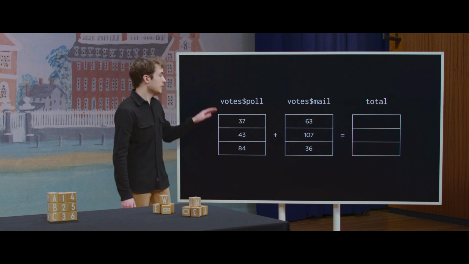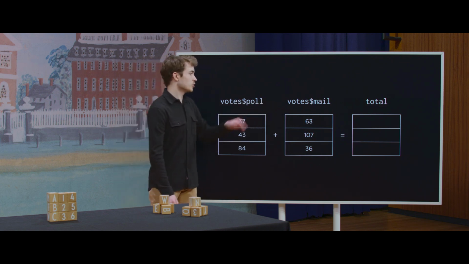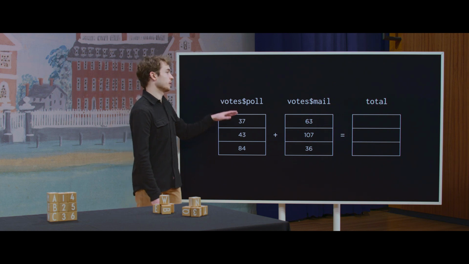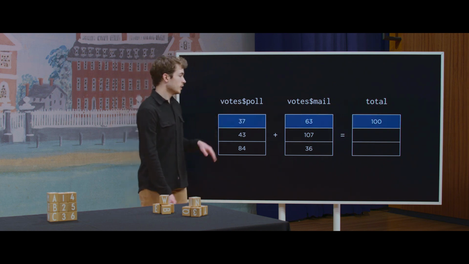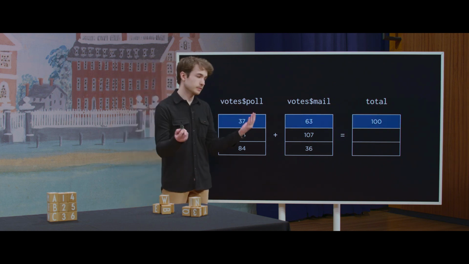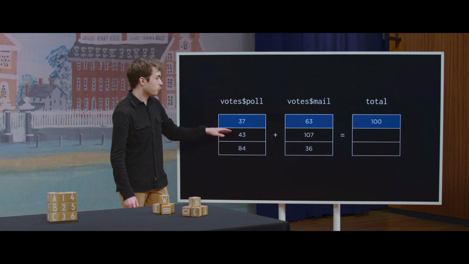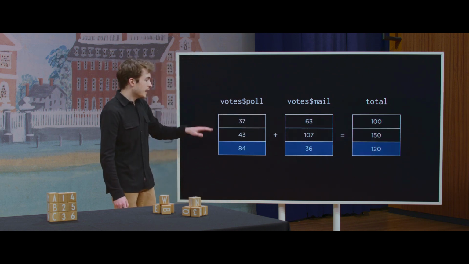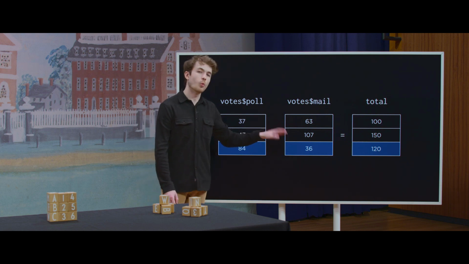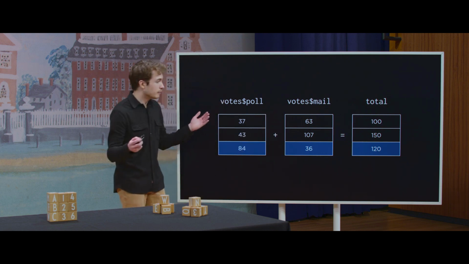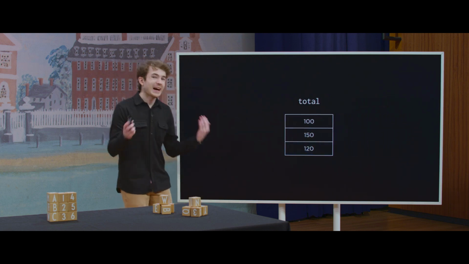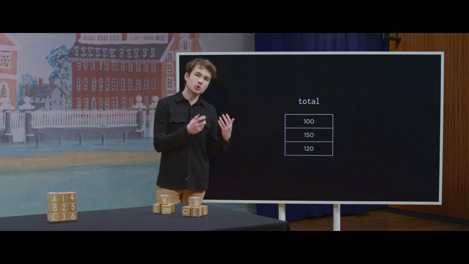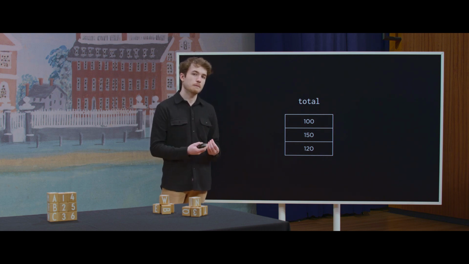So first it looks at the first element in each column here, the poll column and the mail column. 37 plus 63 is 100. Then it goes to the next one. 43 plus 107 is 150. Then it goes to the next one here. 84 plus 36 is now 120. And we now have a brand new vector by adding up or summing together these two distinct vectors overall.